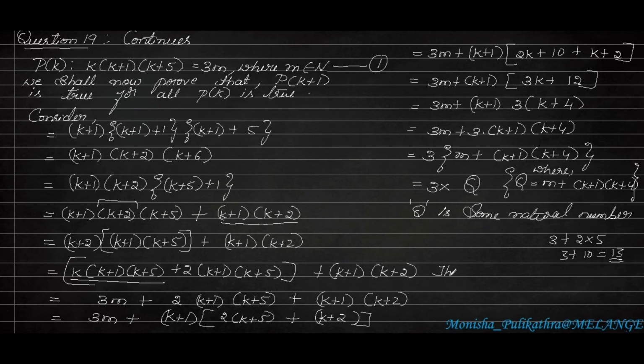Thus we have to conclude it. Thus p of k plus 1 is true whenever p of k is true. And by mathematical induction, which I will be writing as MI, we can prove that p of n is true. So p of n is true for all natural numbers.